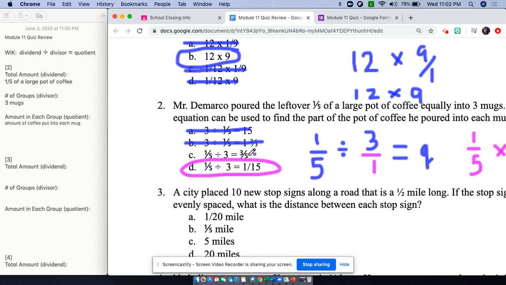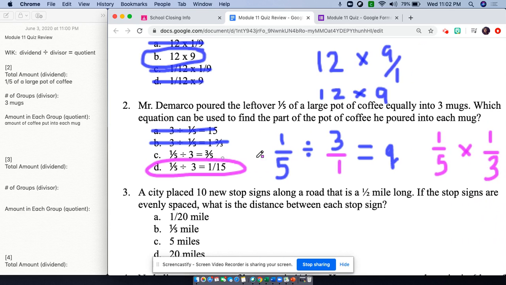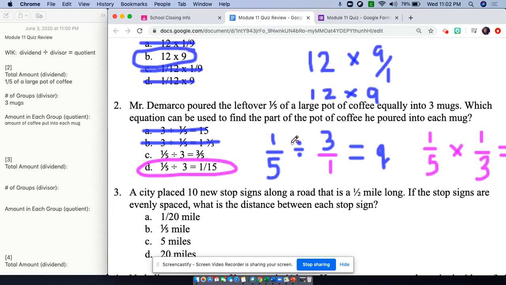Okay, it doesn't make sense if you chose C. If you look at the answer, they got 3/5. What they did is 1 times 3 is 3, and 5 times 1, which is 5. That doesn't work because now they somehow put 3/5 of the pot of coffee into each mug when there was only 1/5 to start with in the beginning.